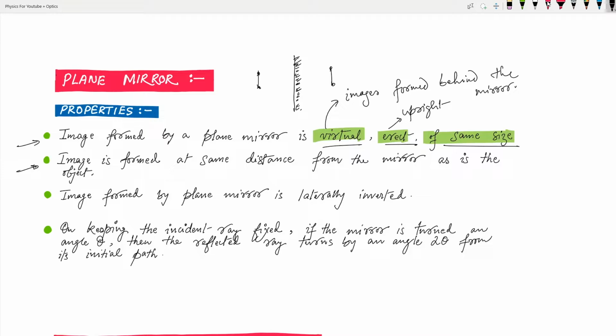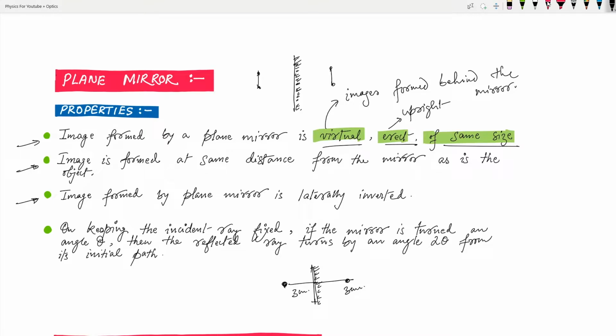Okay, the image is formed at the same distance from the mirror as is the object. Simple as that. I'll draw it here. So this is the mirror and this is the object, suppose. Then if it is 3 centimeter in front of the mirror, then the image will form 3 centimeter behind the mirror. Okay, simple as that. Now let's move on to our third point.